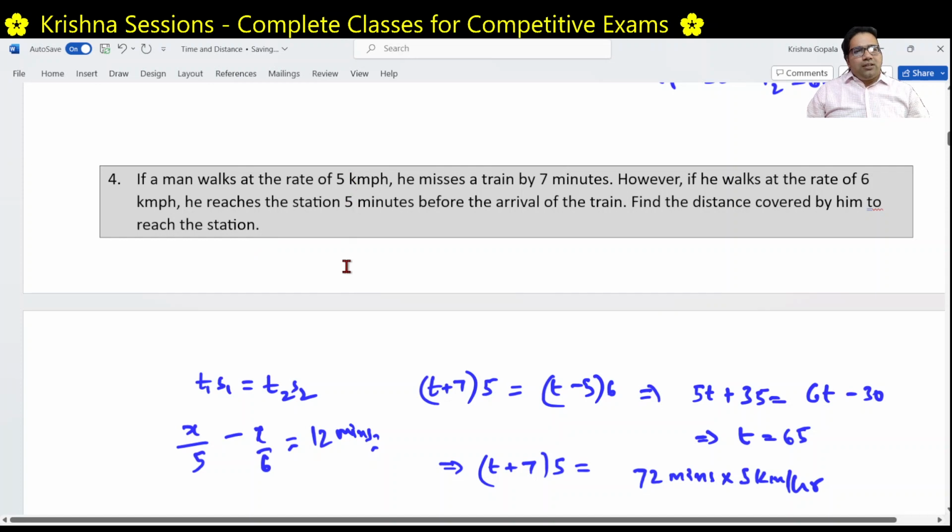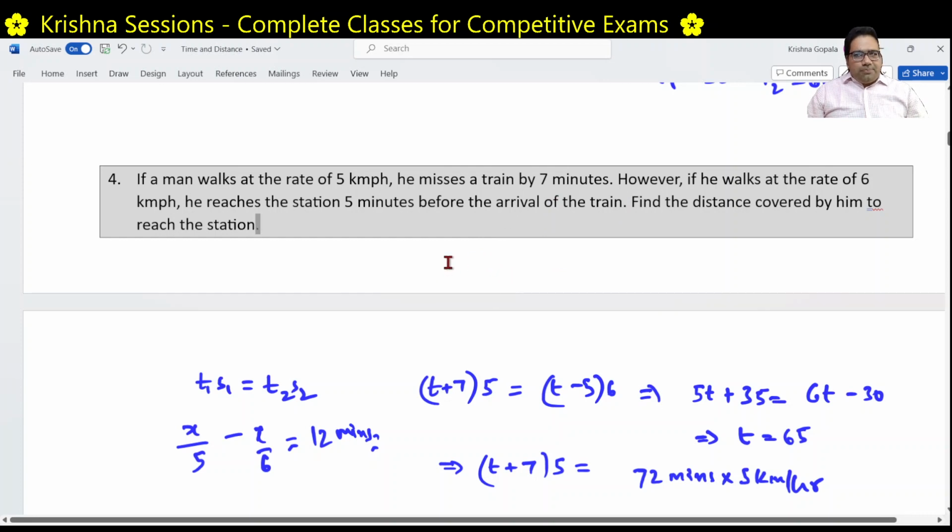Let's assume if he was walking at t, then he will be exactly on time. If he was walking at t, we don't know what t is, right? Then he will miss the train by 7 minutes, or he will be early by 5 minutes. But at some speed, he will arrive exactly when the train arrives. Let that be t, and let that speed be some s.